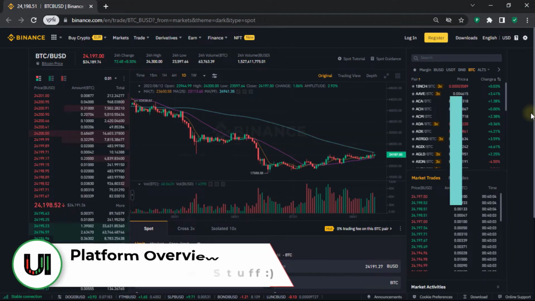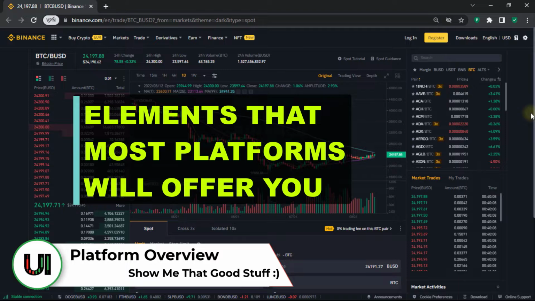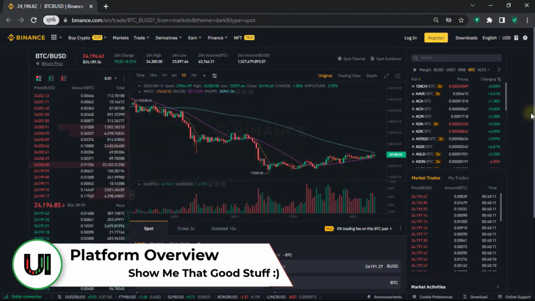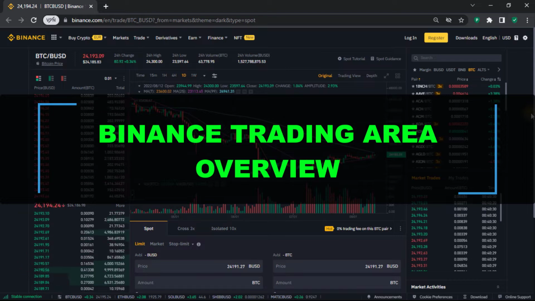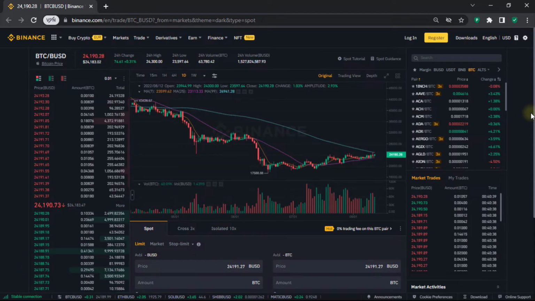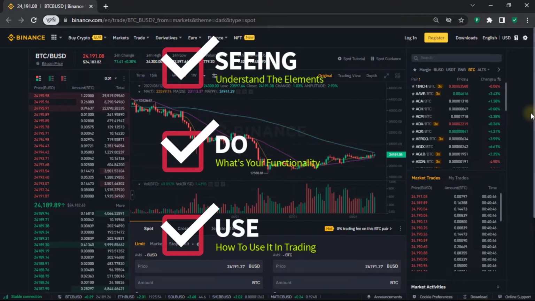Alright, so what you see on screen now is a general look of what these platforms will have for you when you log into your own profile. So let's give you an overview of what is shown to you and then we can take it from there. I'm going to show you all the elements of what you're looking at now, so you have a better understanding of what you can see, what you can do, and how you can use it.